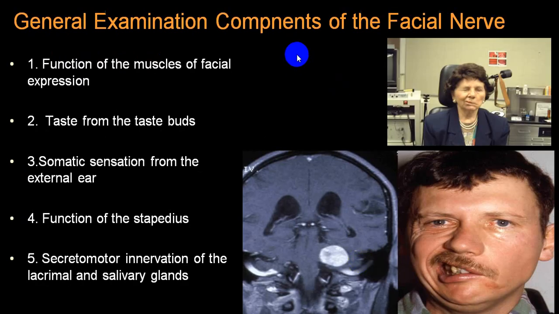So while testing the facial nerve, we test the muscle action. We look at the anterior 2/3 of the tongue for taste sensation. Very rarely we test the sensation from the external ear. For the stapedius muscle, you can do the hearing test by audiometry. And for secretomotor function, there is a test for the lacrimal gland, and you can also do it for the salivary gland.